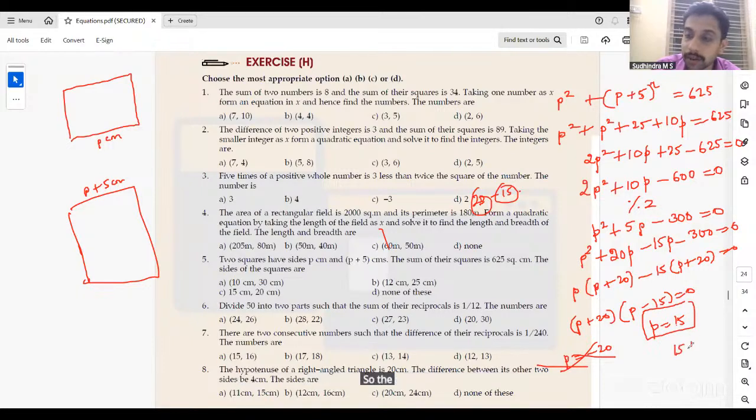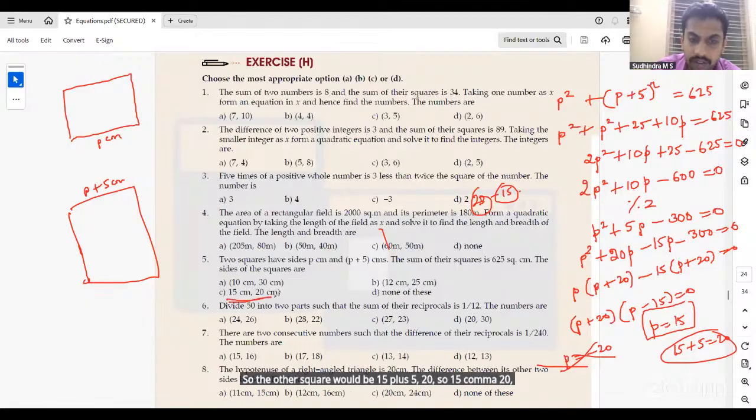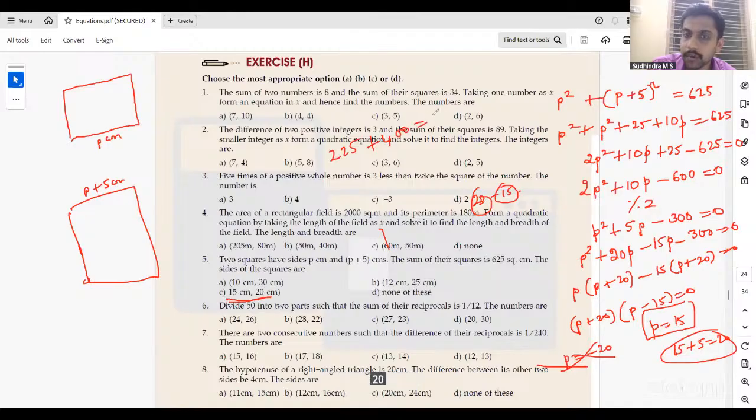So the other square would be 15 plus 5, 20. So 15 comma 20. 15 centimeter, 20 centimeter is the answer. 15 square is 225, 20 square is 400, both add, we get 625. Are we clear?